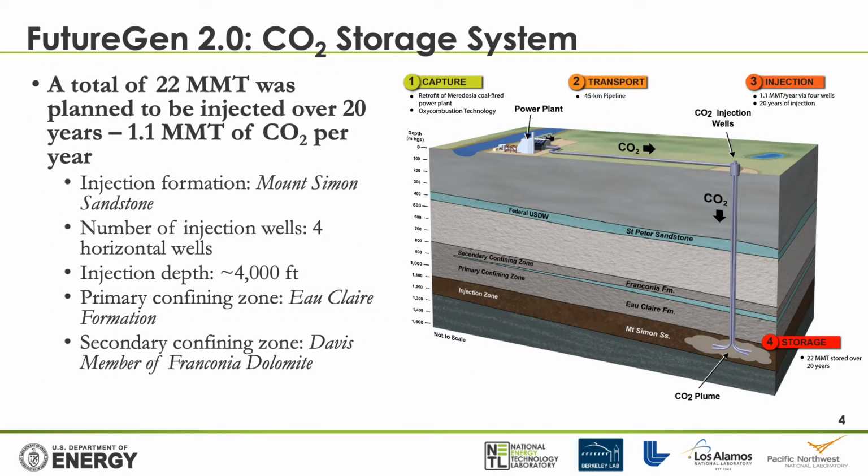The FutureGen 2.0 CO2 storage system consisted of 4 horizontal injection wells injecting into the Mount Simon sandstone at a depth of approximately 4,000 feet. The primary confining zone was the Eau Claire Formation, and a secondary confining zone was the Davis member of the Franconia Dolomite. A total of 22 million metric tons was planned to be injected over 20 years, 1.1 million metric tons of CO2 per year.